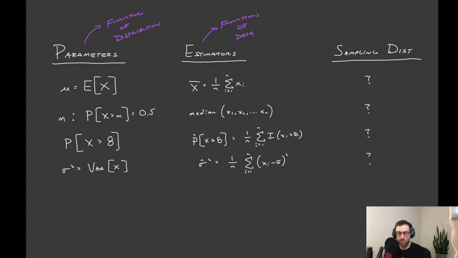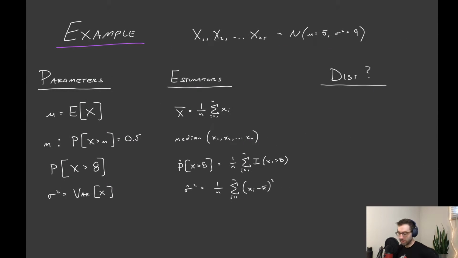Okay, so we have these estimators to estimate these parameters. Then the question becomes, what are the distributions of these estimators? The only way we're going to know those distributions is if we know the distribution of the population that we're talking about. So as an example, let's think about a specific case where we have a random sample of size 25 from a normal distribution with a mean of 5 and a variance of 9. So I kind of gave away what one of the values is here.